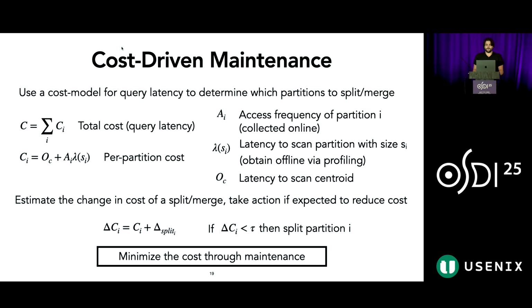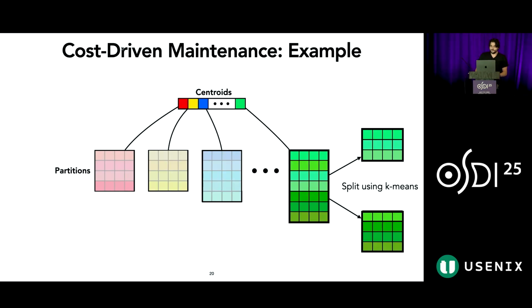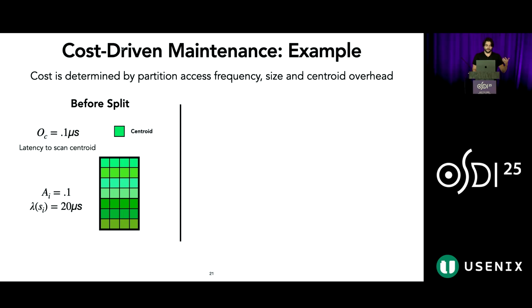So let's build a little bit of intuition here by looking through a concrete example. Before, we saw this picture about how you split with k-means, and so let's look at how this impacts the cost. Splitting is determined by access frequency, the time it takes to scan the partition, as well as the overhead. In this example, let's say this partition is scanned by 10% of the queries. It takes 20 microseconds to scan the partition, and the overhead to scan a centroid is 100 nanoseconds. If you plug in the cost, this results in a cost term of 2.1 microseconds.